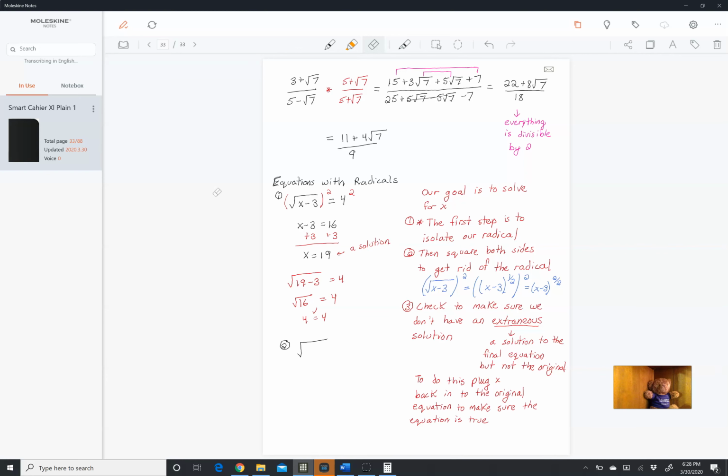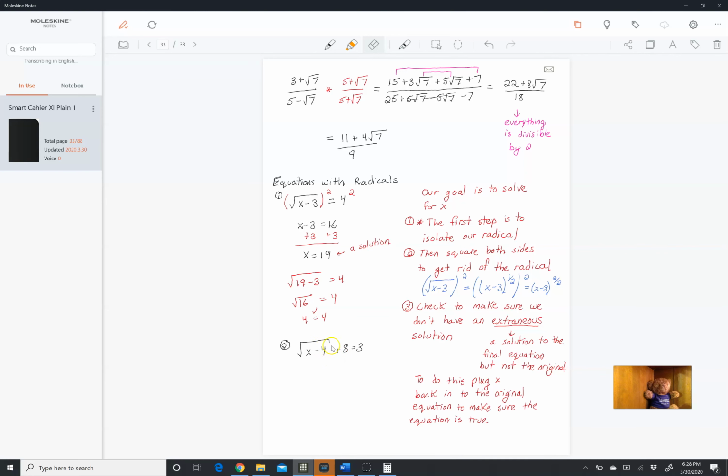So let's take the square root of x minus 4 plus 8 is equal to 3. I want you to notice something just about the radical sign. If you notice I put a little tail on here, that's just to make it very clear that the plus 8 is not inside the radical.